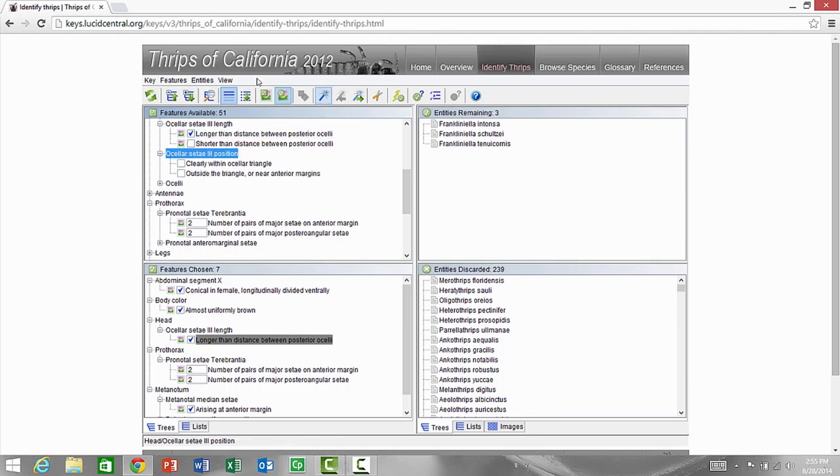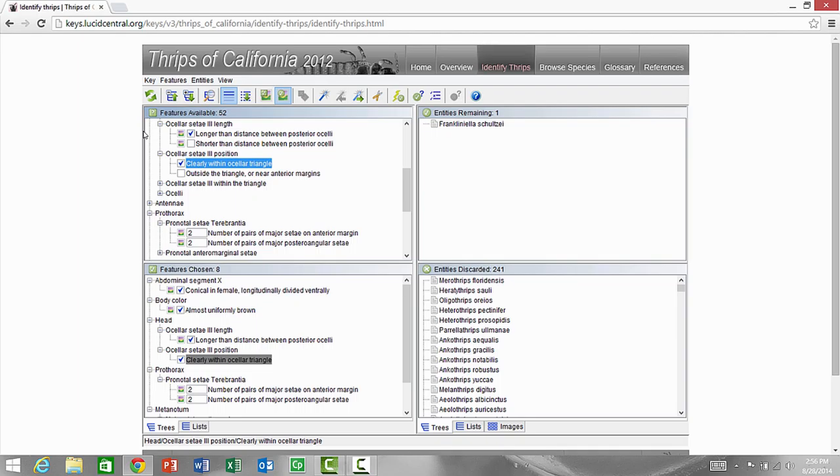And we're going to click on next best character. And it says ocellar CD3 position. Clearly within the ocellar triangle. Well, that's about as obvious as anything could be. There's the ocelli, the bases of the third ocelli, and here's the ocellar triangle. And so we're going to choose that. Frankliniella schultzei.